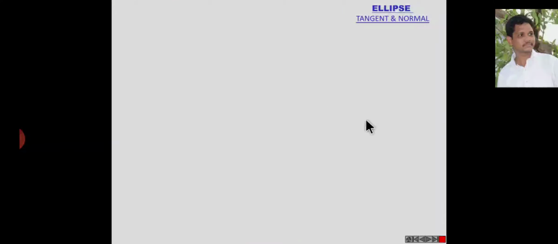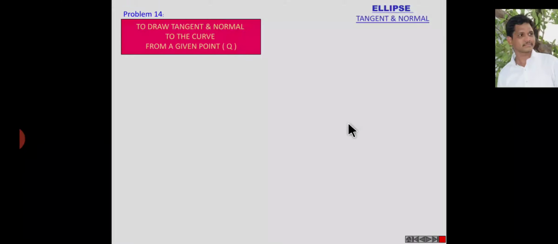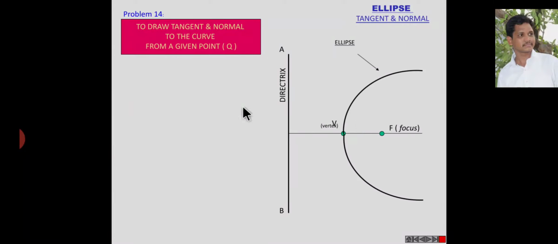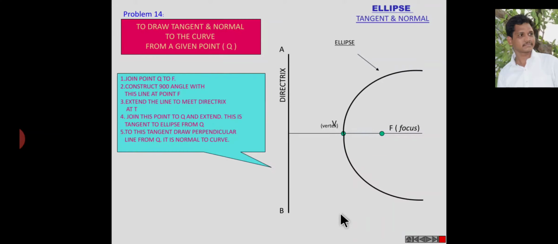Now in this slide I will explain how to draw tangent and normal to the ellipse, parabola and hyperbola, from a given point Q. This is our ellipse. First of all, mark a point Q on the curve. So I marked this point Q here. Now join point Q and focus like this.